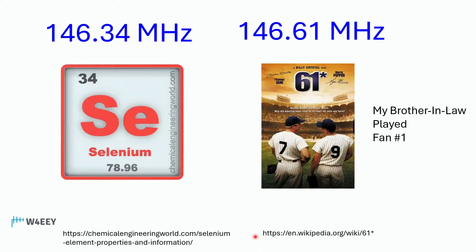And so 34, the atomic number for selenium, and 61, which I think of as 61 asterisk or 61 star. It was a movie that dealt with Roger Maris when he broke Babe Ruth's 60 home run record, but there was an asterisk put by his title because there were 161 games when Babe Ruth was playing in a season, 162 when Roger Maris played. So it always tainted his breaking Babe Ruth's record. Anyway, 34 and 61.